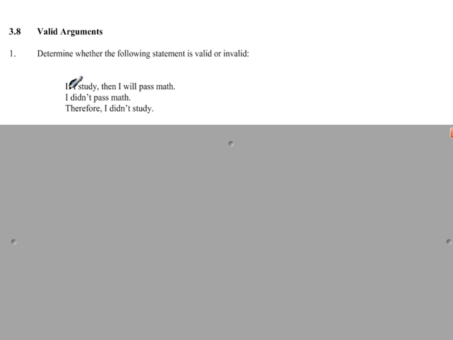So first in this section you must identify what you're saying P is and Q is. So I'm saying that P stands for I study and Q stands for I will pass math. If that's the case, then that first statement, if I study, then I will pass math, is translated to if P, then Q. The next statement, I didn't pass math. Well, that's the opposite of what we said Q was, so you would write not Q.